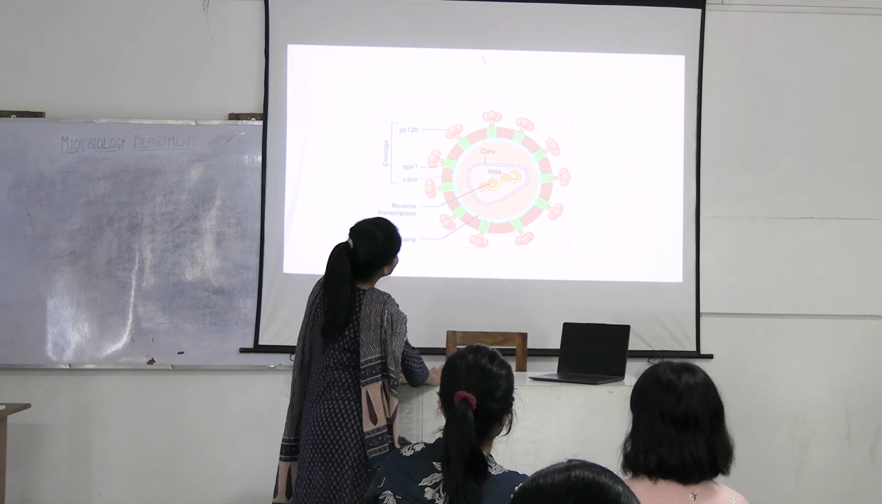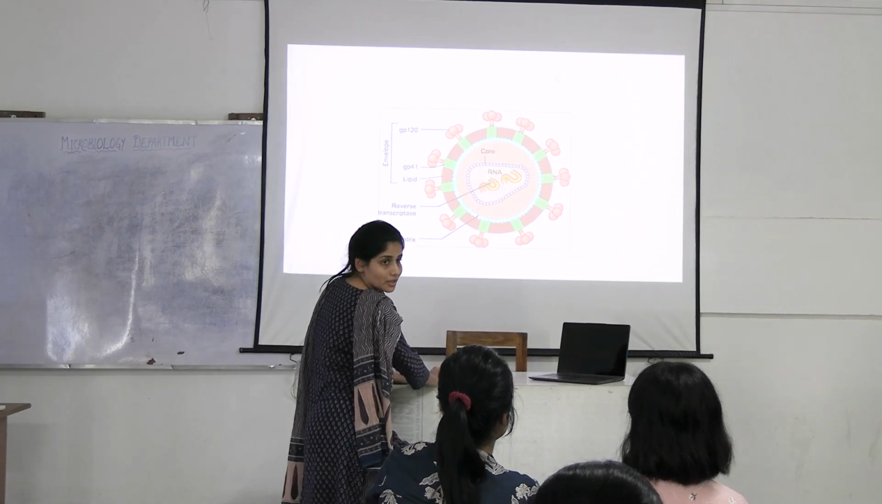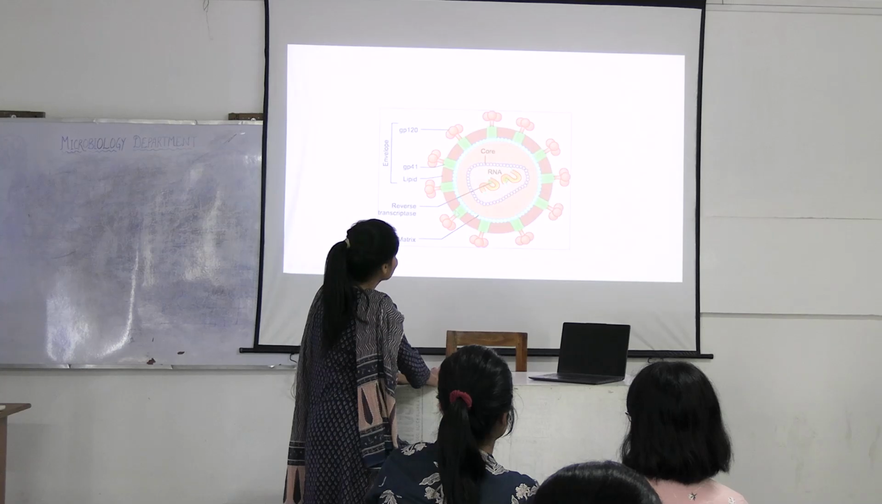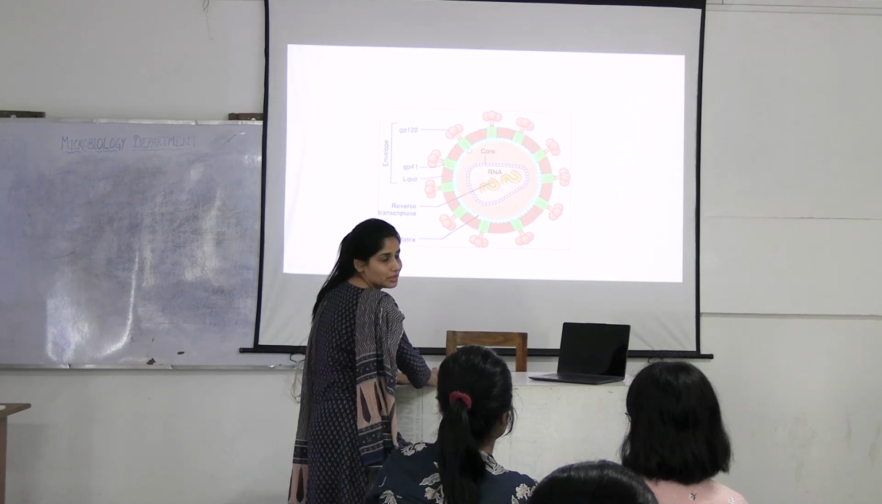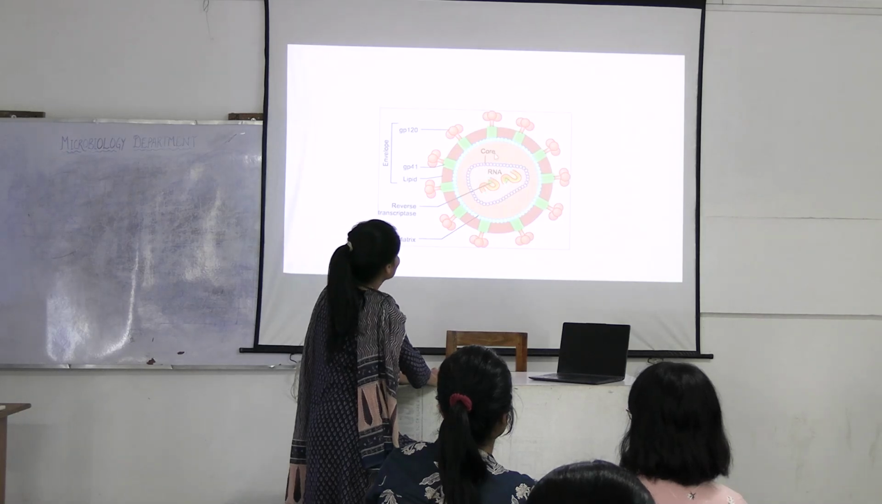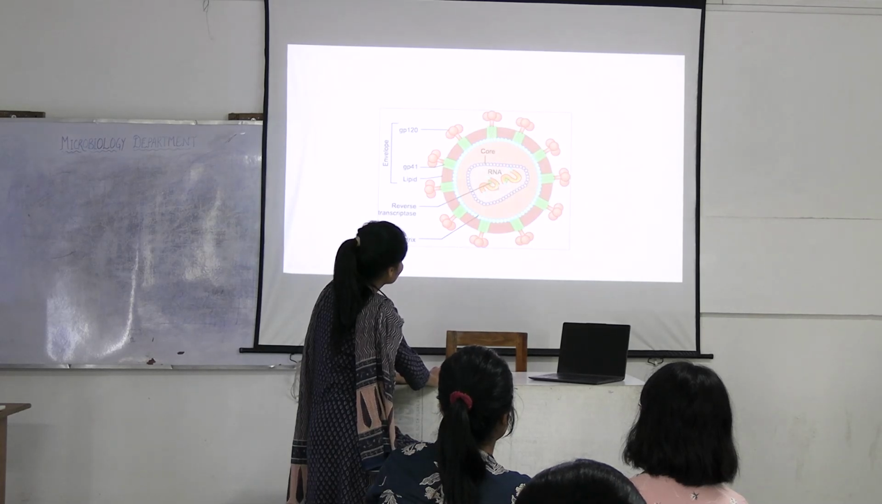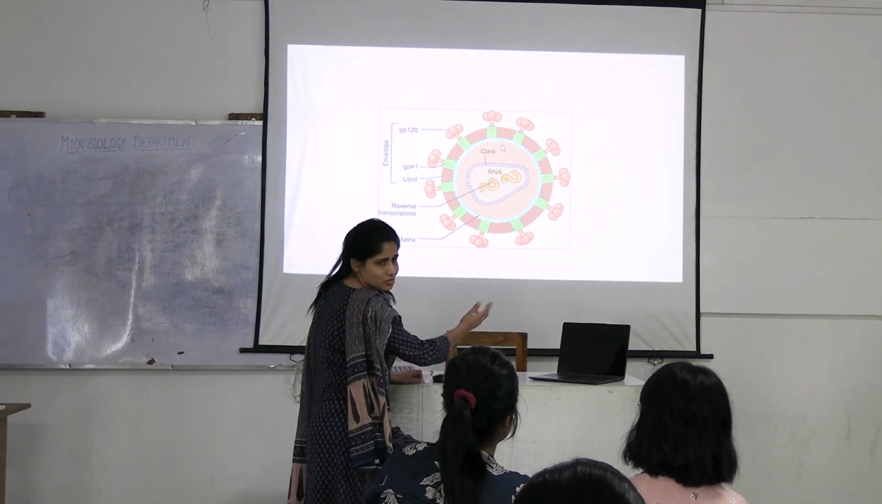Let's revise this. What does it look like? Spherical. And this nucleocapsid is icosahedral. Icosahedral means having 20 flat surfaces. Okay. Then what is this? This is the envelope made up of lipoproteins. What is this? GP120. This is GP41. These are 2 viral RNA strands. This is reverse transcriptase, just to see.